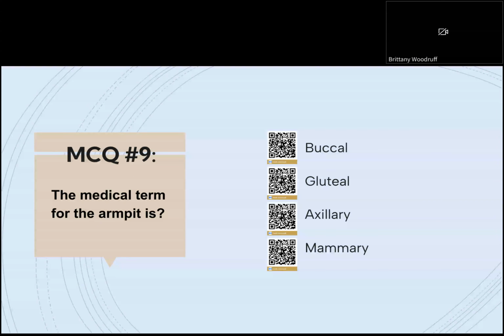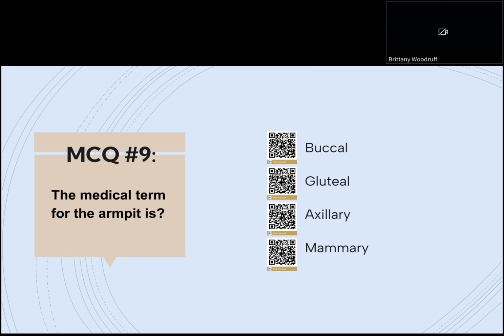Medical term for armpit. Axillary. What does buccal mean? Cheek. I think that's the right way to spell cheek. I kept going back and forth between an A and an E last class, but I think that's cheek. Buccal. There's a horn called a bugle, right? You have to use your cheeks to blow into the bugle horn. So buccal sounds kind of like bugle.